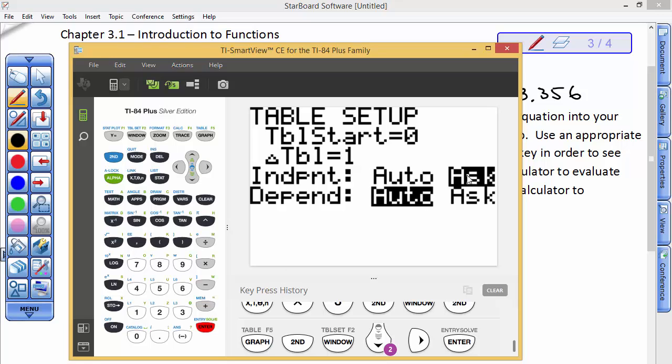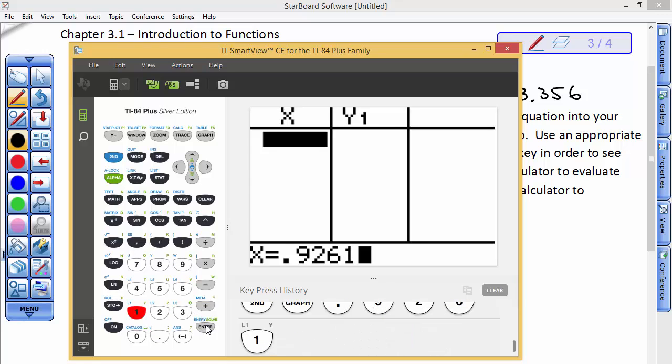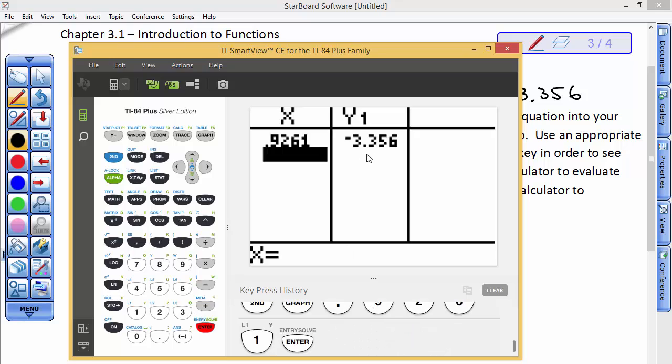So now I'm going to go second, hit the graph key, and I'm going to put in that 0.9261 that we did by ourselves earlier. And look, it gives us that answer of a negative 3.356 that we got earlier. So again, I can put a particular value in, or I can set up the table. Let's go ahead and look at this next problem.